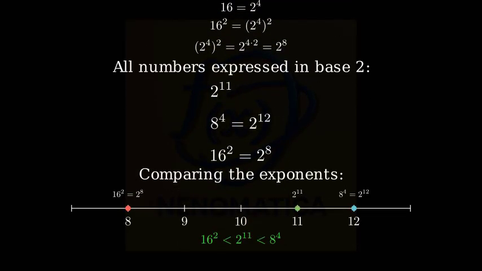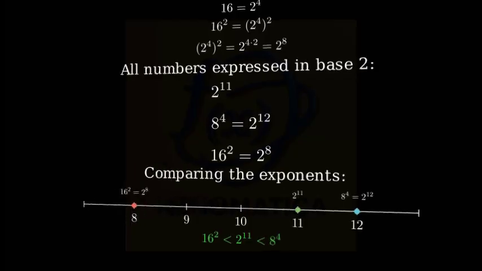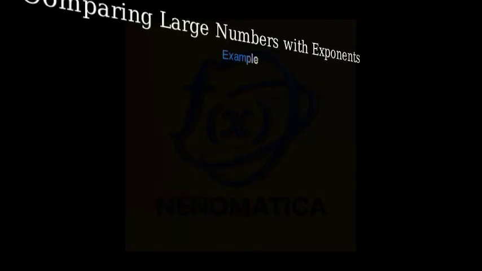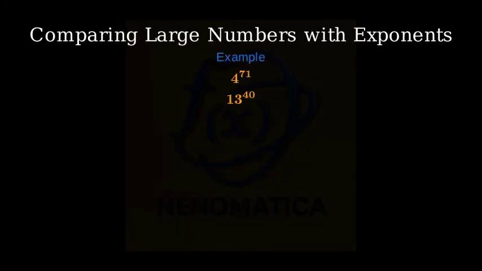So we can arrange these numbers from smallest to largest as follows: 16 squared, which is 2 to the power of 8, then 2 to the power of 11, and finally 8 to the power of 4, which is 2 to the power of 12. This is a challenging comparison problem that requires understanding exponent properties and building logical inequalities. To solve this problem, we need to find a clever strategy to compare these very large numbers.